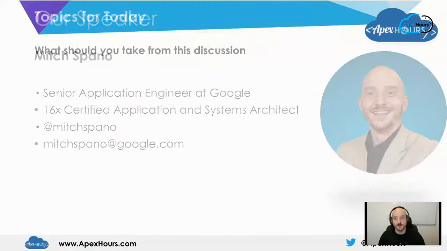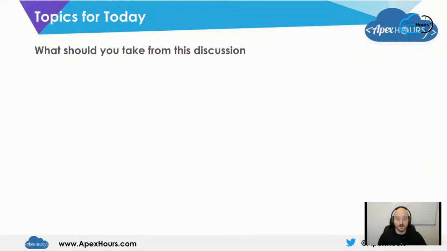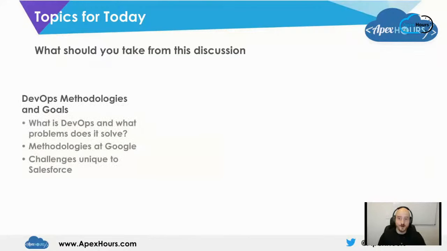All right, so what are we going to be talking about today? There are a few things that you should take away from today's discussion. Number one is we're going to talk about DevOps methodologies and goals. So what is DevOps? What problems does it solve? We're going to talk about some of the methodologies or ways that we like to think about DevOps at Google. And we'll also introduce some challenges that are particularly unique to the Salesforce platform, as opposed to DevOps on other platforms if you were building stuff in, say, Python or Java or any other technology stack.